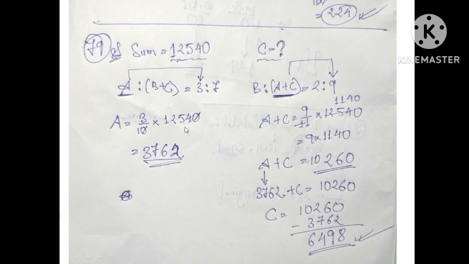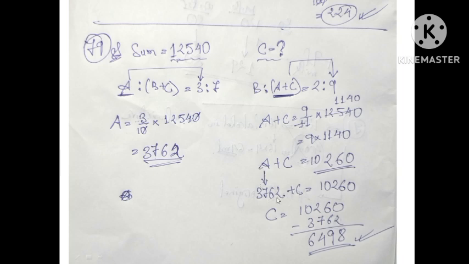From where will we know it? From here. In here, the contribution of A is 3 and the contribution of B plus C is 7. We don't have to find B plus C, we need to find only A. So A is 3 divided by 3 plus 7, which is 10, into the total 12,540. Cancel 0 and 0, multiply, and you will get 3762. So the value of A is 3762.